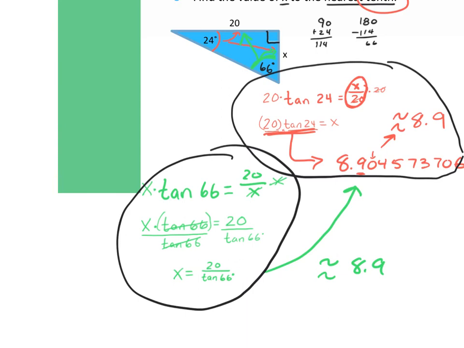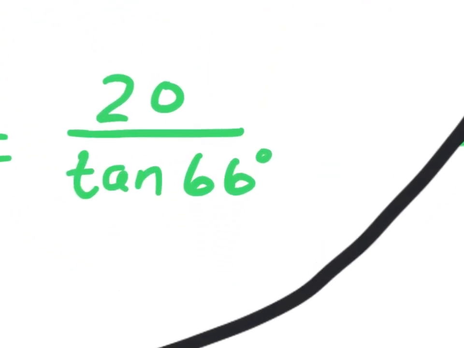I would put tan 66, okay, and then what? And then after I get tan 66, whatever that is, I divide it by 20 to the other side and then get x. But it's not tan 66 divided by 20, look, it's definitely not. It's 20 divided by tan 66.